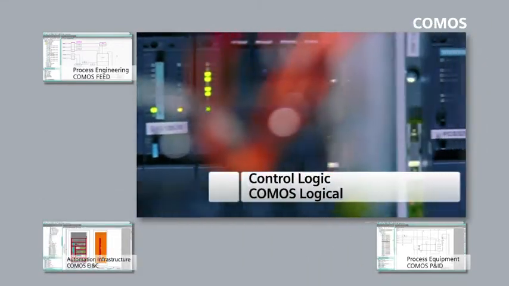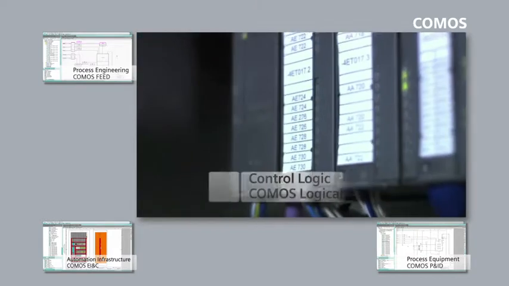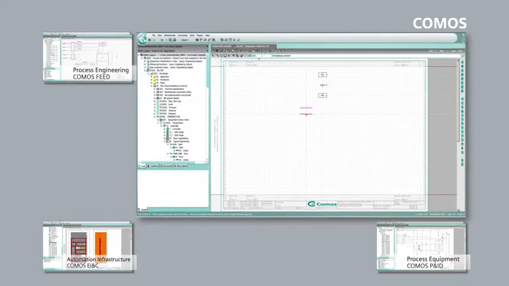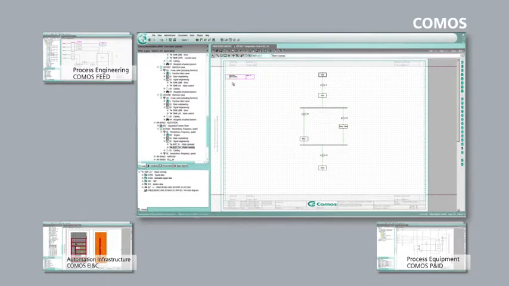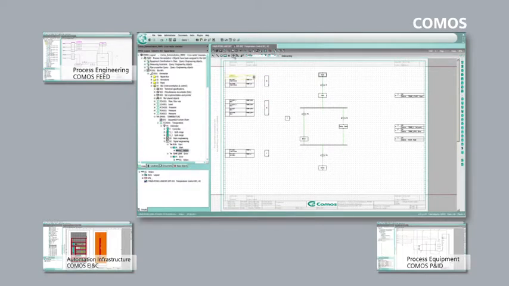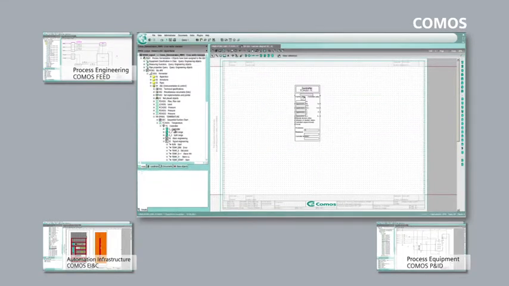control logic with COMOS Logical, graphical function planning, consistent documentation, implementation of process technology functions, logical diagrams.